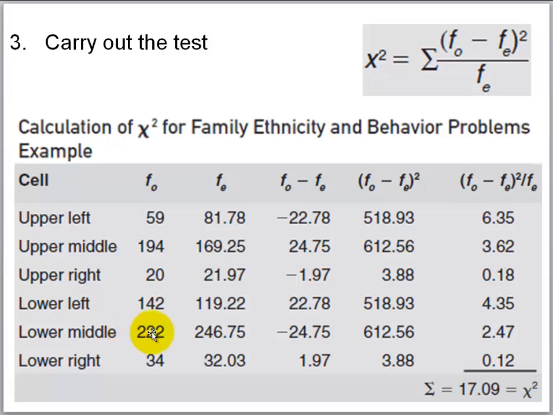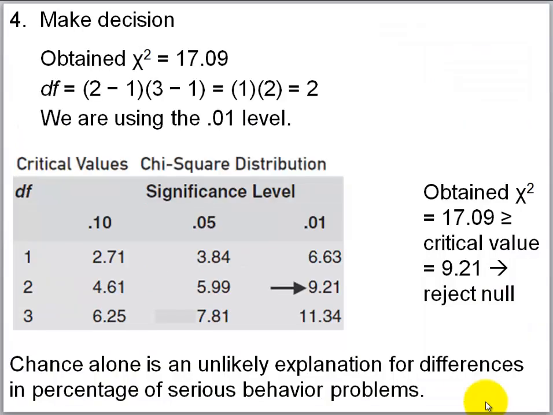So the lower middle cell had an observed frequency of 222, an expected frequency of 246.75. The subtraction yields minus 24.75. We square that to obtain 612.56. We divide by 246.75 and we obtain 2.47. And then the summation sign here directs us to sum the values of the final column for each of our cells. And so we do so, and these values sum to 17.09, and that is our obtained chi-square, the chi-square that we calculate.